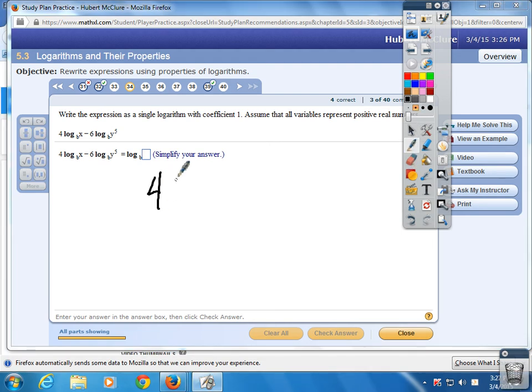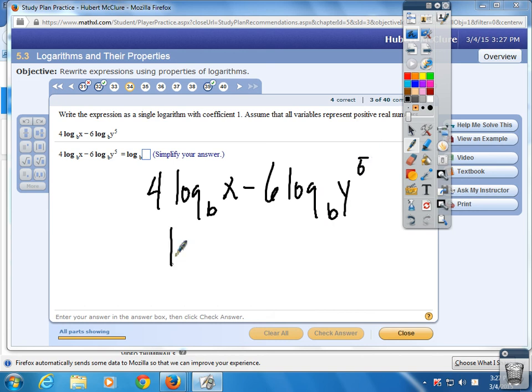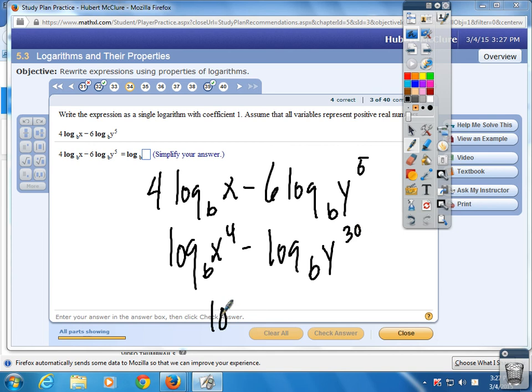Four log base b of x minus 6 log base b of y to the 5th. So that could be written as log base b of x to the 4th minus log base b of y to the what? 30th. And that can be written as log base b of x to the 4th over y to the 30th.